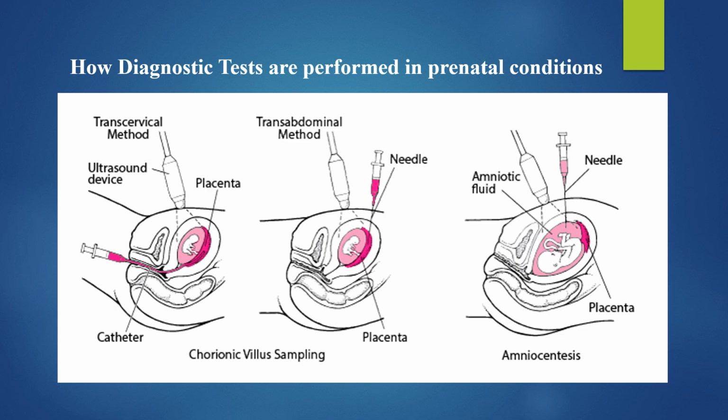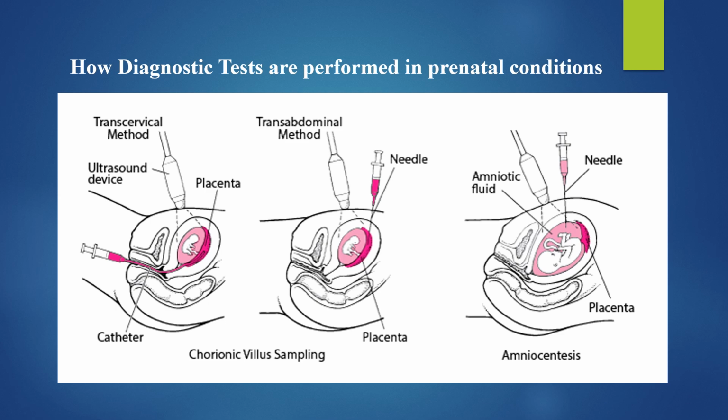So these pictures show the ways of getting your sample for the chorionic villus sampling and then the amniocentesis. So you can see that there are three pictures. The two on the left are the CVS sampling, and then the right one is the amniocentesis sampling. Now you realize that in all cases, the ultrasound device is being used to monitor the fetus so that you do not pierce or have a negative effect on the fetus.